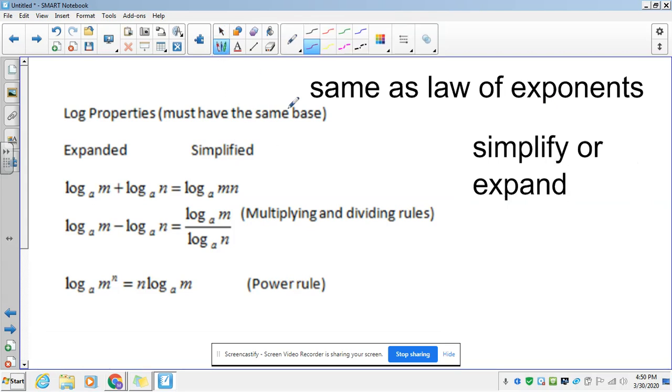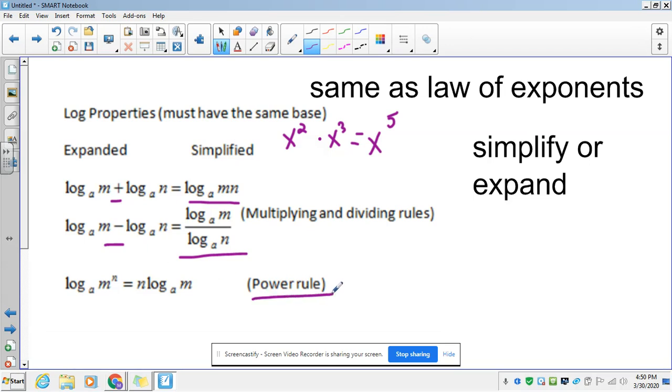So what I want you to remember, when we had x squared times x to the third, what did you do with your exponents? You added. Perfect. So this would be x to the fifth. So the same thing is going to happen with the logs. When you have multiplication, you're going to have addition. Okay. When you have division, you're going to have subtraction. These go hand in hand. Same as the law of exponents.